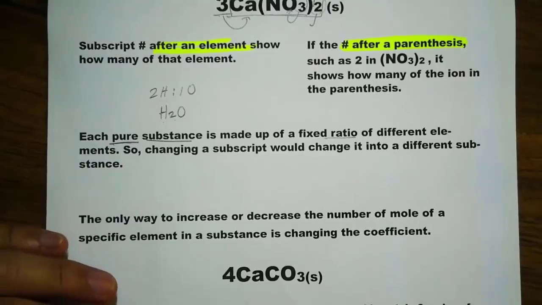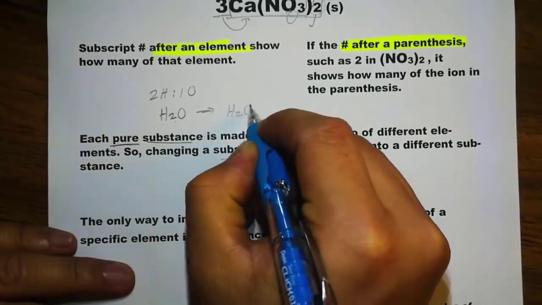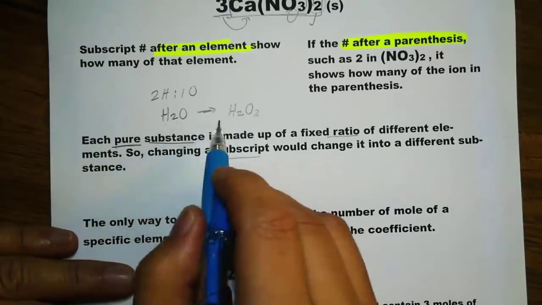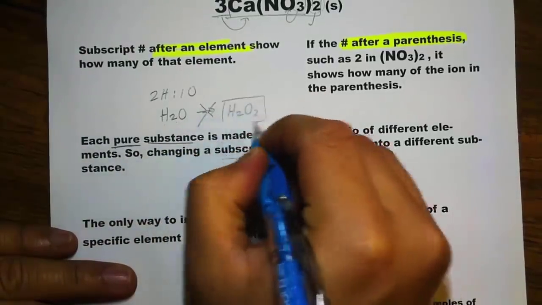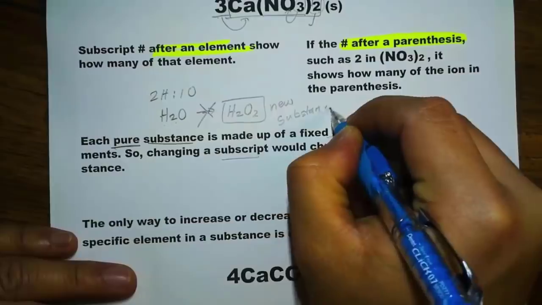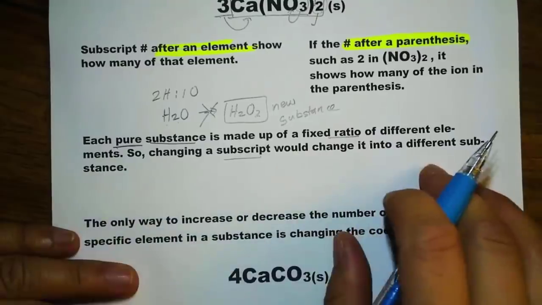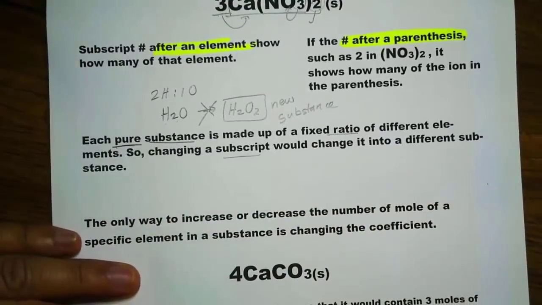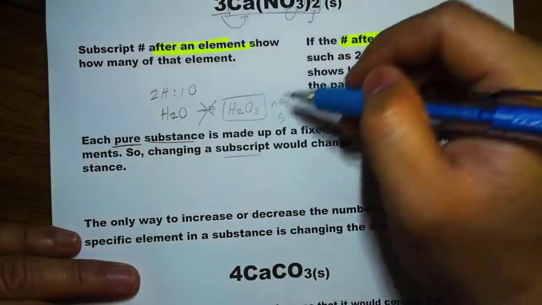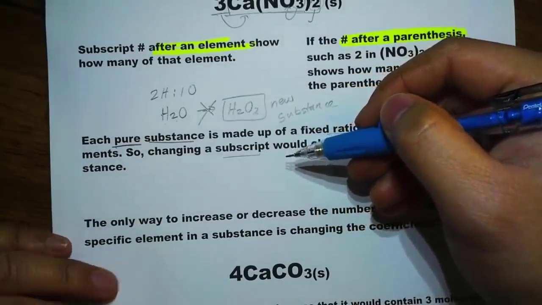Now, what happens when we change the subscript? If I were to change this into H2O2, is this still the same substance as water? No. So that tells you that this has become a new substance. That is because the ratio is no longer the same. And of course this is the basic of this. There are also other exceptions too. And that tells you that you cannot change the subscript just because we want to add more moles of oxygen, or make it lower because we want to remove moles of oxygen.